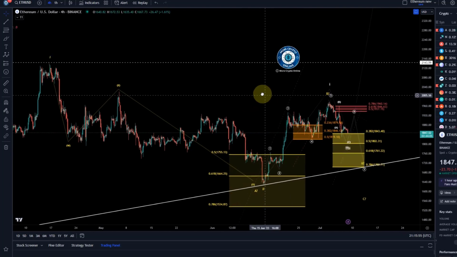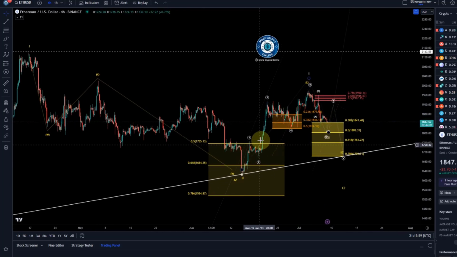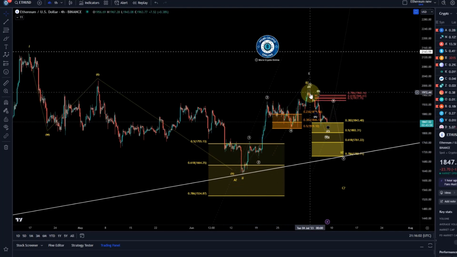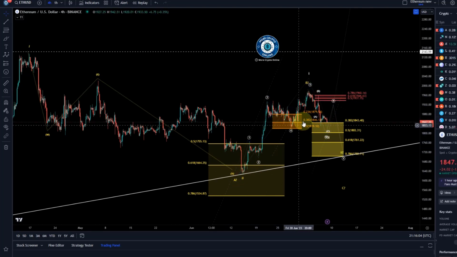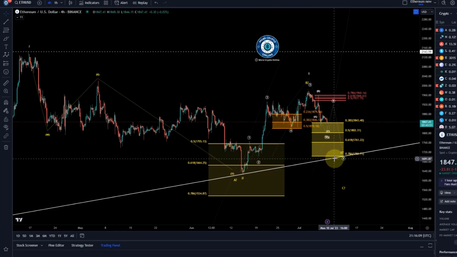So hopefully we start to see some action, but at the moment price seems to be following the script. Ethereum has been following nicely. We've been waiting for 5 waves up. We got the 5 waves up. We didn't break support. Now the 3 waves down are occurring, and ideally we're holding 1700.